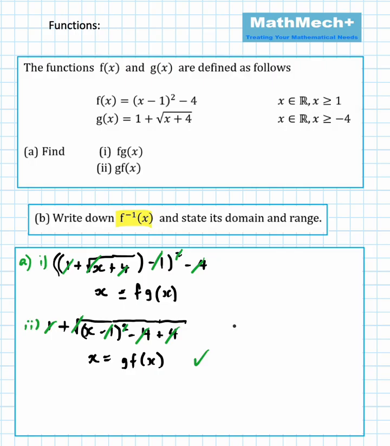Which leads us into our second part quite nicely, actually. So we need to write down the inverse for f of x and state the domain and range. So of course f of x and g of x, as we've just seen, are an inverse of each other.